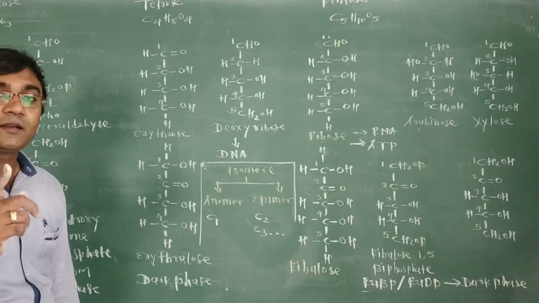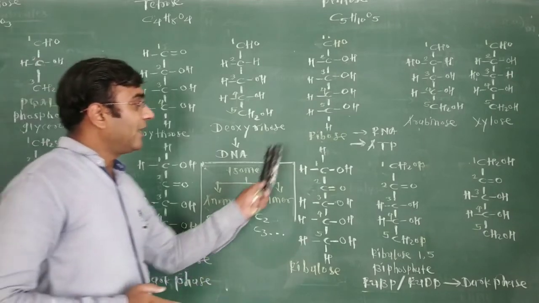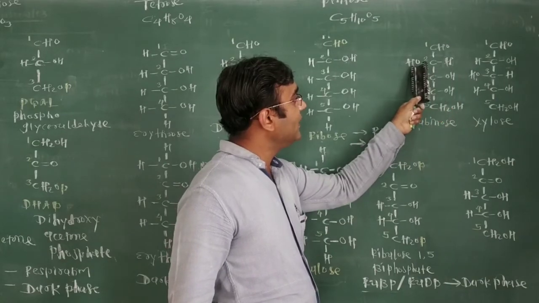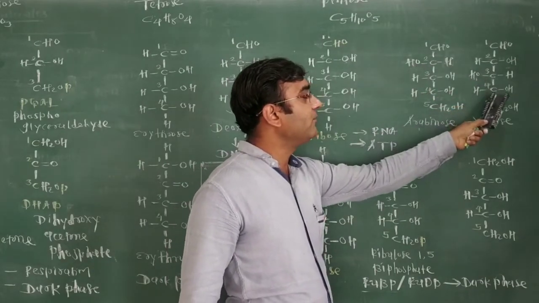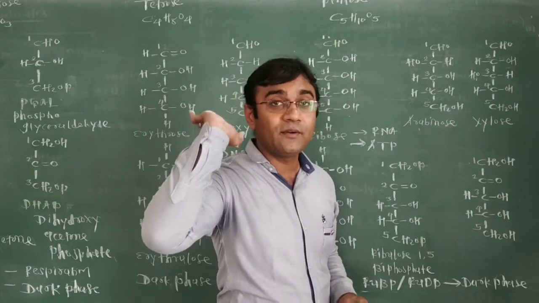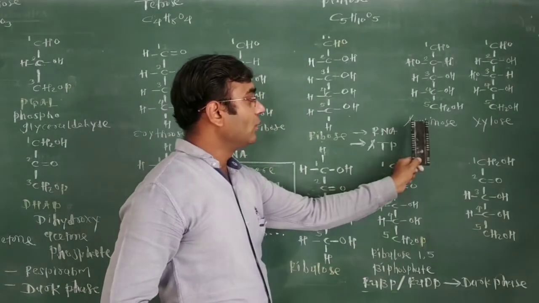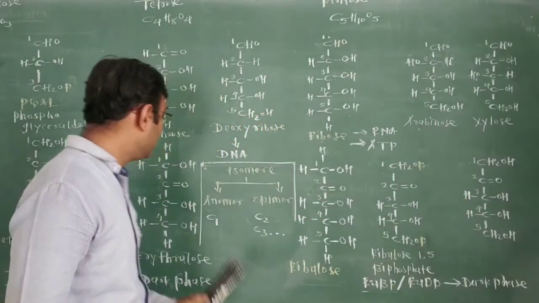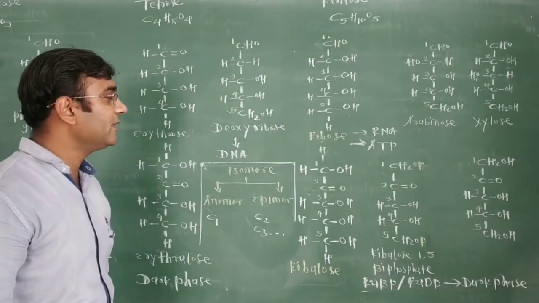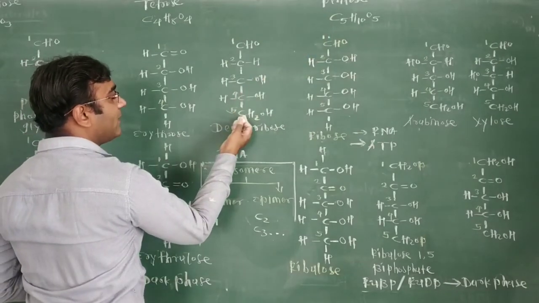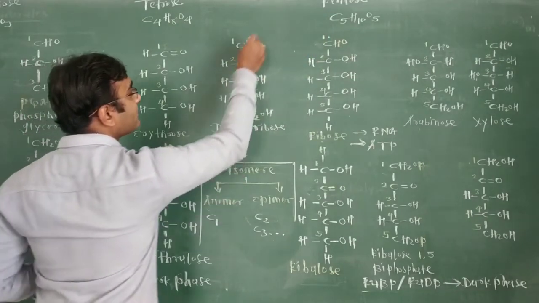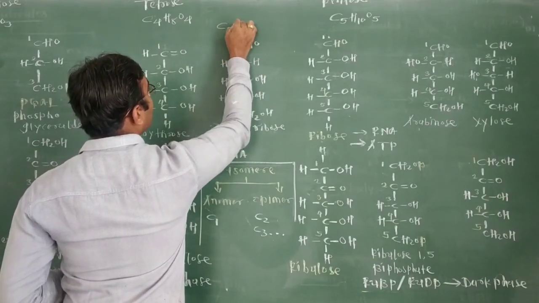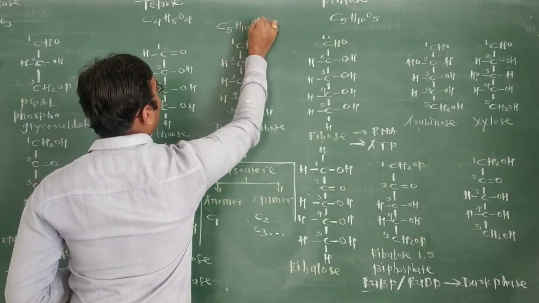What is an epimer? An isomer formed due to change of H and OH position at the second carbon, third carbon, fourth carbon, whatever, except the first carbon. So ribose, arabinose and xylose are epimers of each other. See here, the molecular formula of deoxyribose changes because one oxygen is missing, so we can mention C5H10O4.